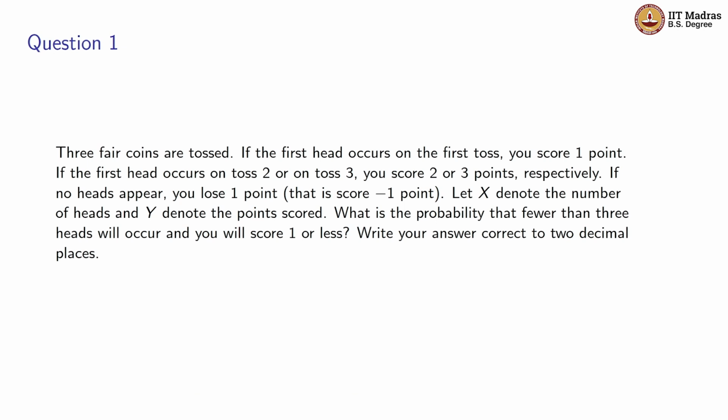Question number 1 says that 3 fair coins are tossed. If the first head occurs on the first toss, you score 1 point. If the first head occurs on toss 2 or on toss 3, you score 2 or 3 points respectively. If no head appears, you lose 1 point, that is, we score minus 1 point. Let X denote the number of heads and Y denote the number of points scored. What is the probability that fewer than 3 heads will occur and you will score 1 or less?